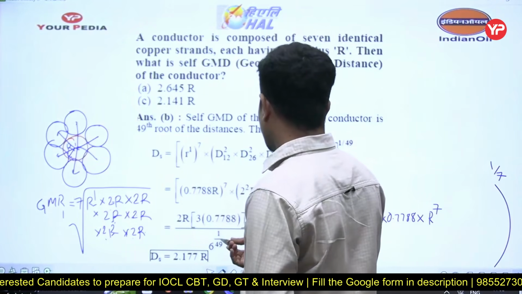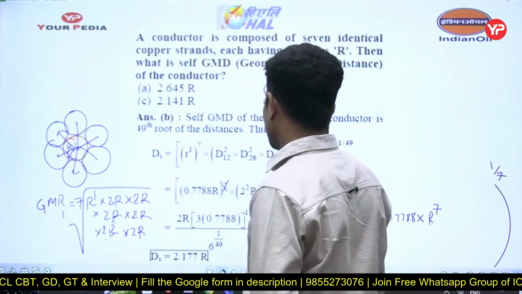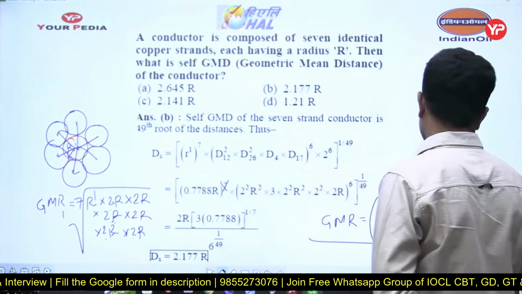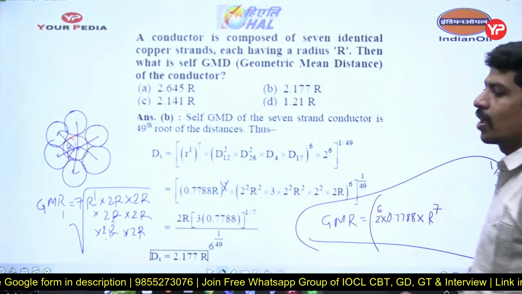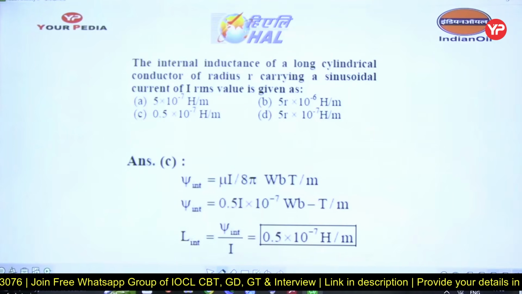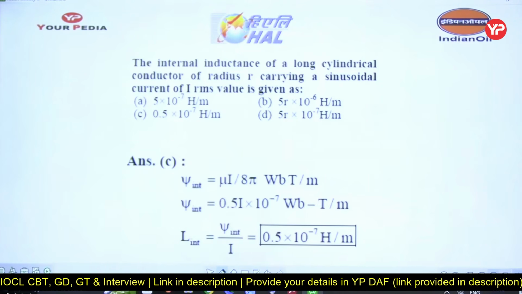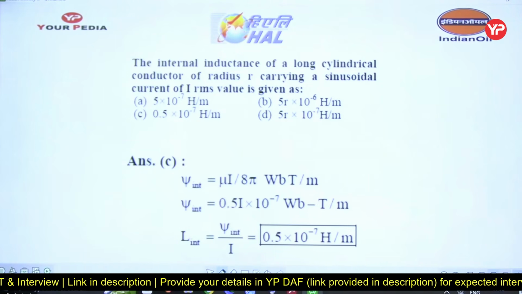Why do you get 0.88 whole power 7? No, that is not correct. This is the answer. Try this, you get it. Okay. Next question, please. Try this. Yes, there is a small new learning in this one. Try this, all of you.